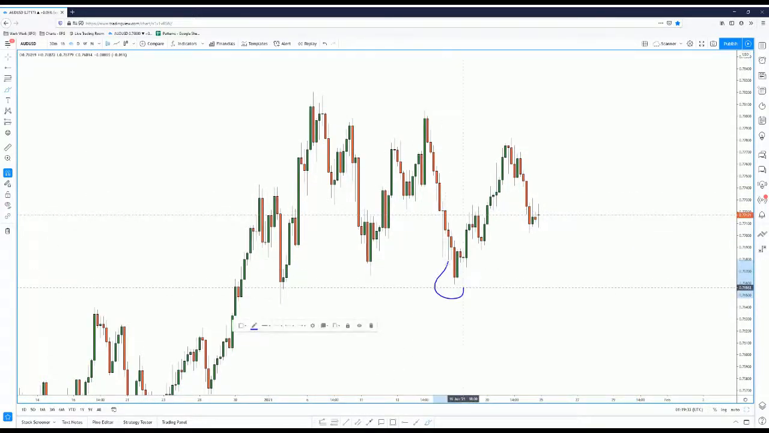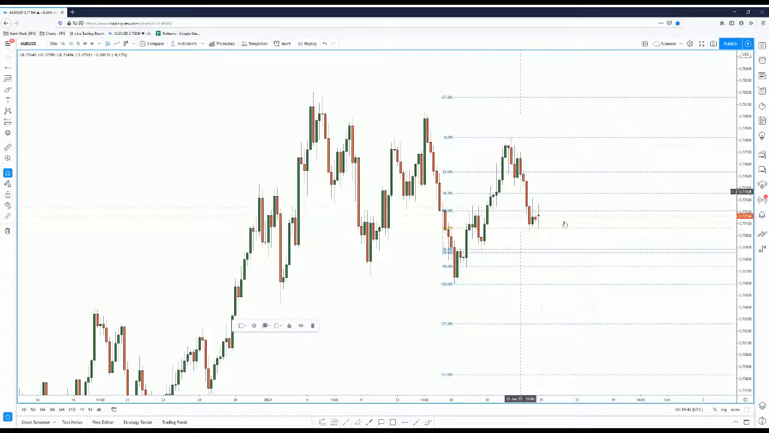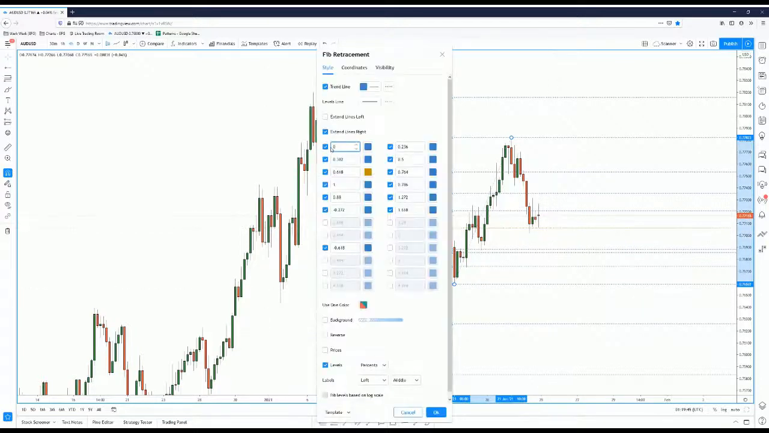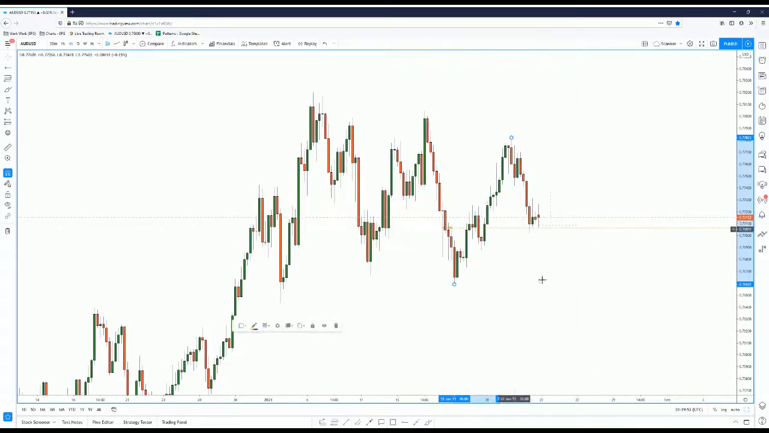Now we can actually take a retracement from the low to the high over here. We'll take one retracement, 0.1, 0.2, we can open all Fibonacci ratios. We see that price actually tapped the 61.8, very key level. So the 61.8 is tapped over here.